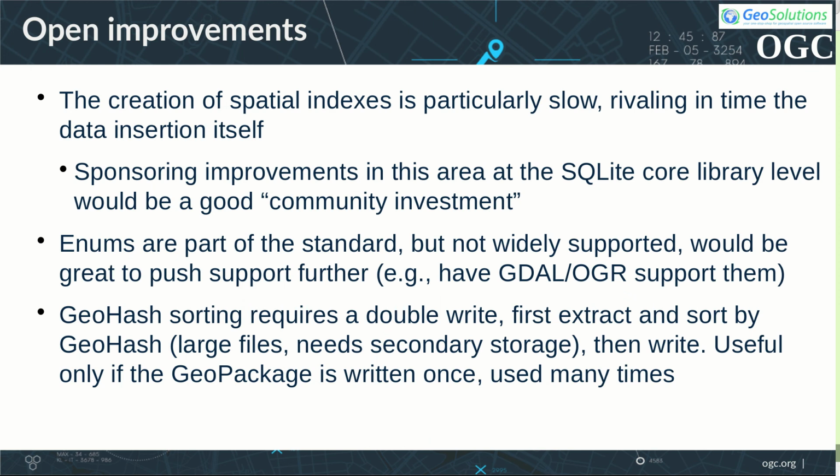During the testbed, we found that creation of spatial indexes takes a significant portion of the GeoPackage production time, especially for large files. In order to improve that, the R-tree support in SQLite would need to be optimized. Also, sorting data by geohash requires writing the data twice. First to extract the original data and compute the hashes, and then another time to write the output package in the desired order. This has proven useful, but should be attempted only if the package is read many times after the export.